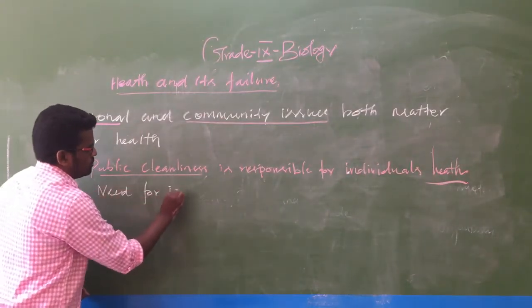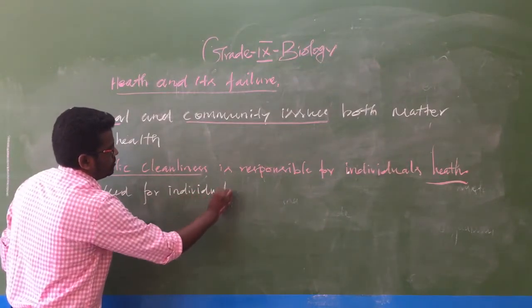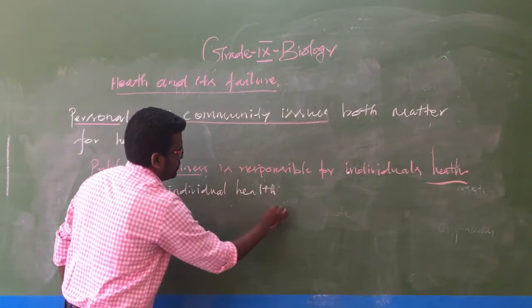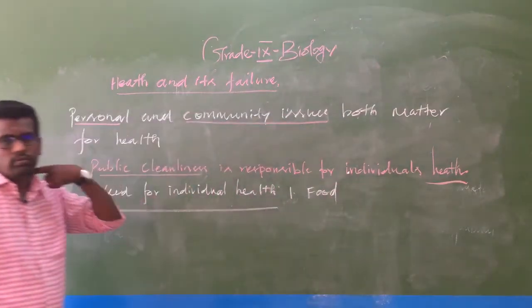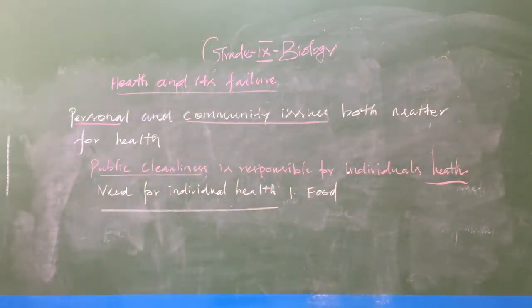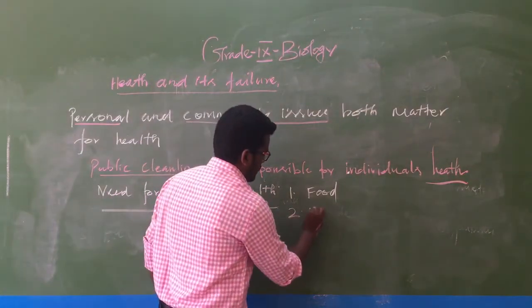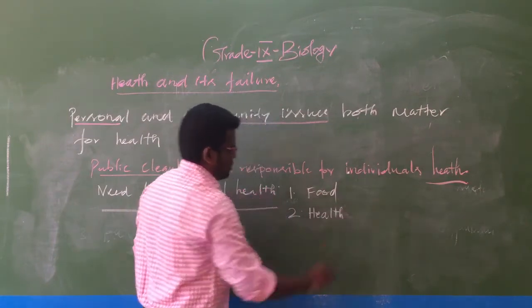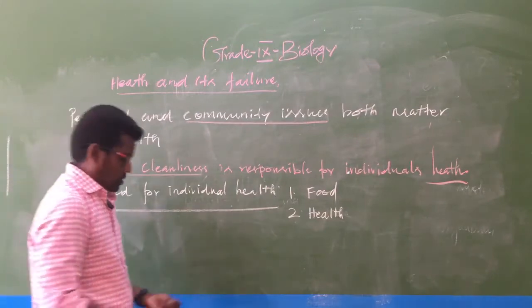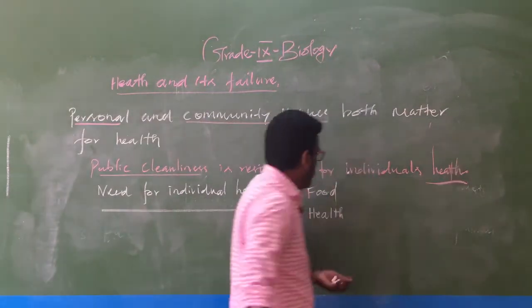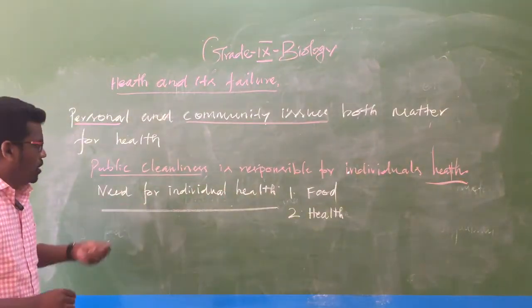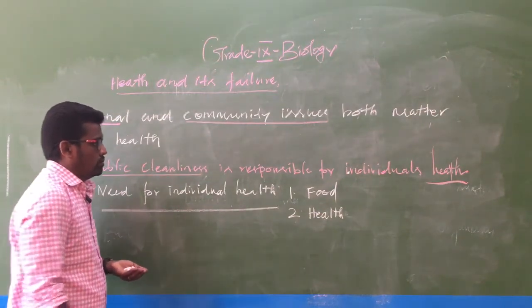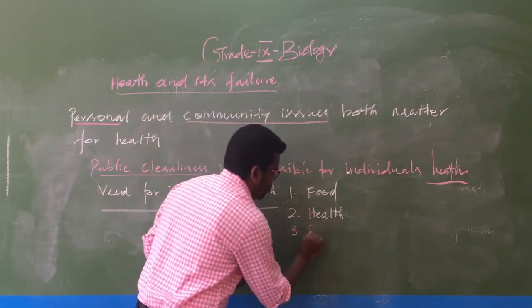Now, the needs for individual health. The first one is food. Food is very important for individual health. Second one is happiness. These are important for the individual's health.